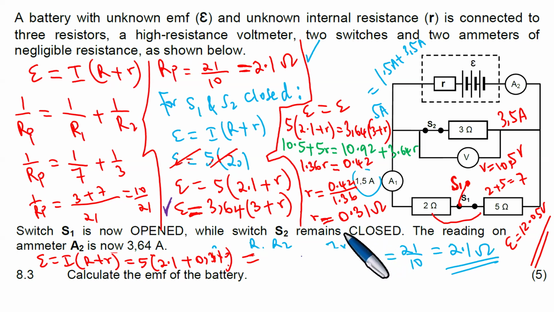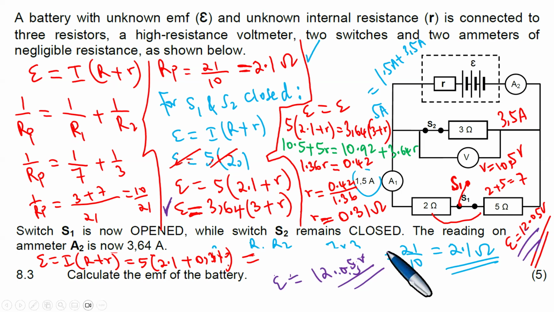After we got the internal resistance, then we substituted 0.31, and we're able to get the answer, meaning our EMF itself is equal to 12.05 volts, which is what we wrote here. Any question? Yeah, it is our hope that that is a bit clear, and we move on to the next one.